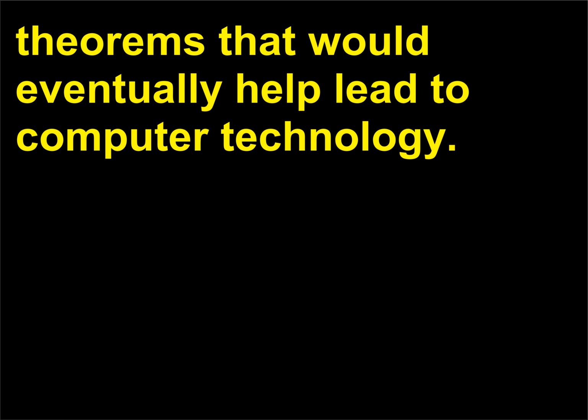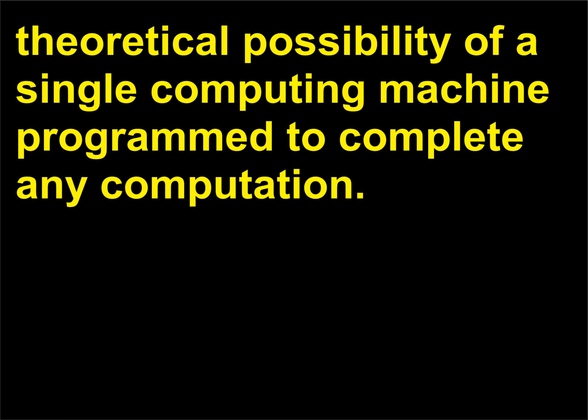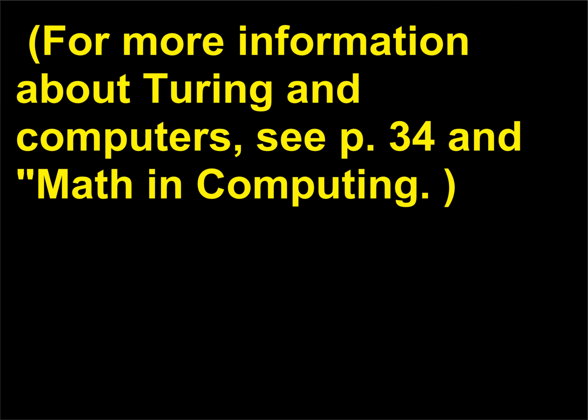Computability theory, in which mathematicians worked out the abstract theorems that would eventually help lead to computer technology. For example, English mathematician Alan Turing proved an abstract theorem that established the theoretical possibility of a single computing machine programmed to complete any computation. For more information about Turing and computers, see P34 and Math in Computing.